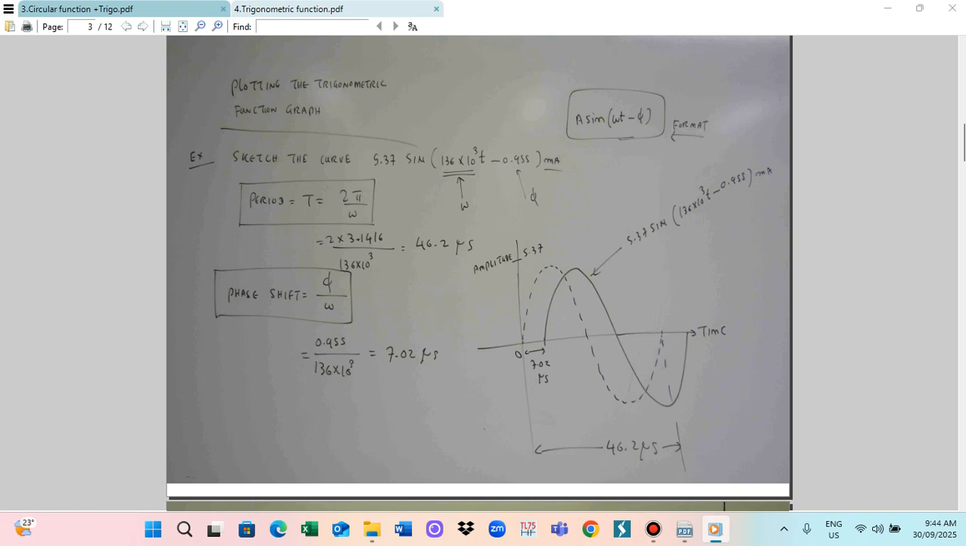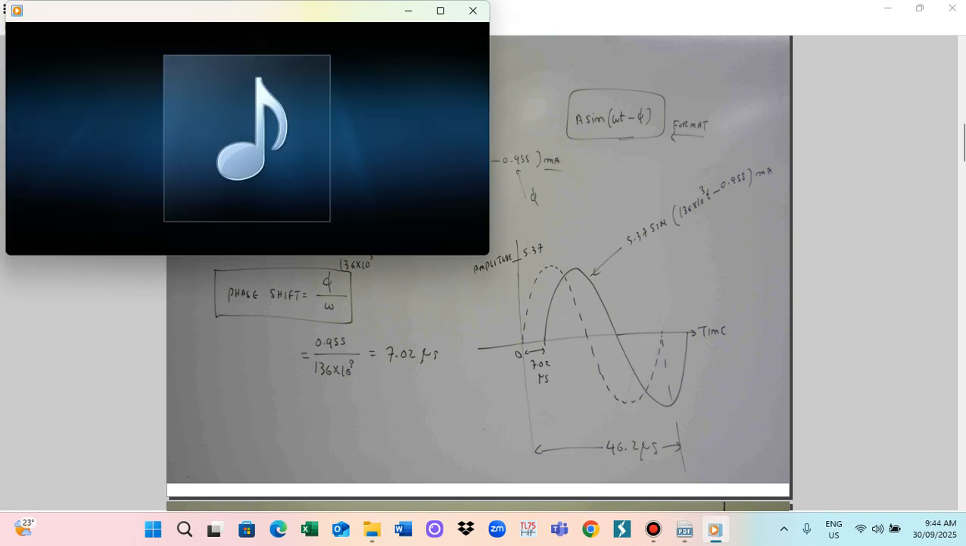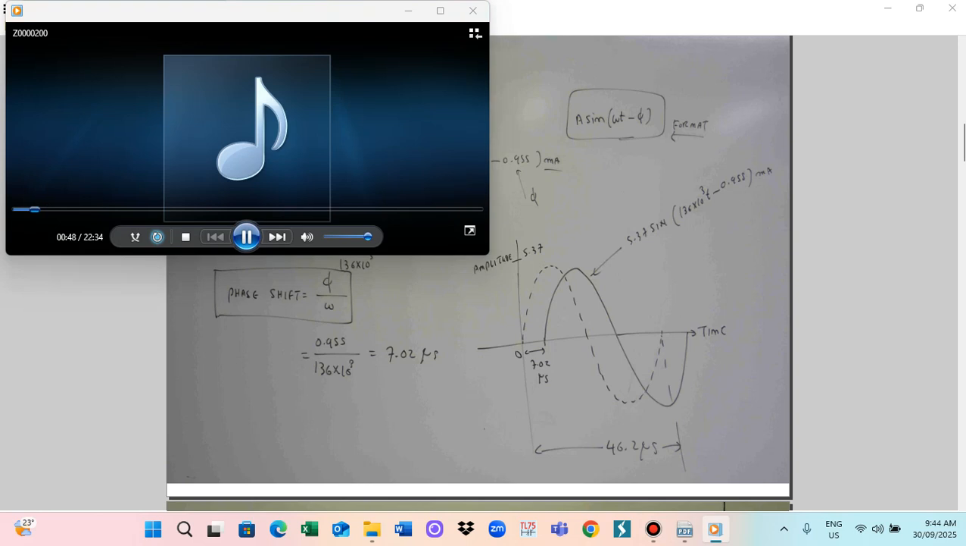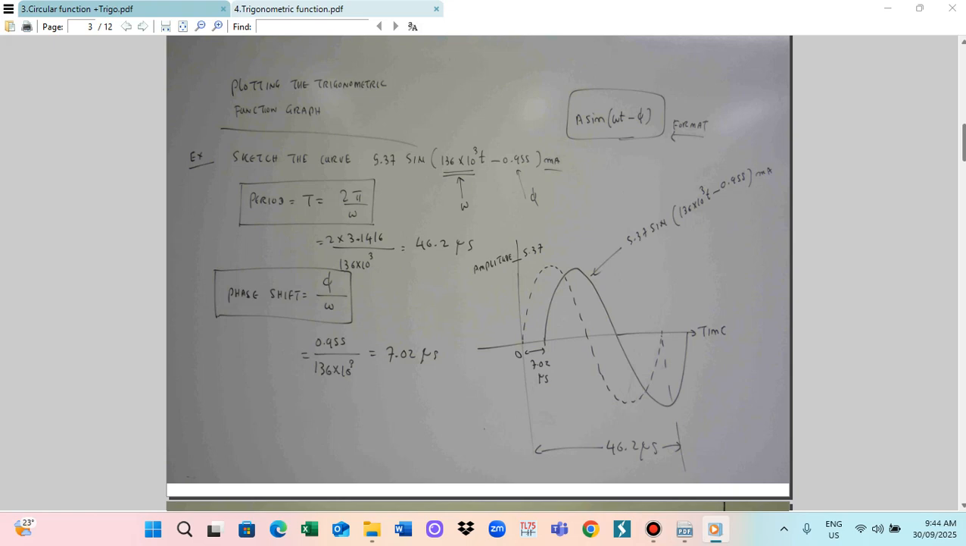Period T is equal to 2 pi by omega. So we substitute 2 multiply by 3.1416 divided by omega. This is the equation to calculate the period. So this 136 into 10 power 3 is similar to omega. Because this function we can use as a sine omega t minus phi. So this is the format. So normal format is a sine omega t minus phi. So that the multiple of the t is omega.